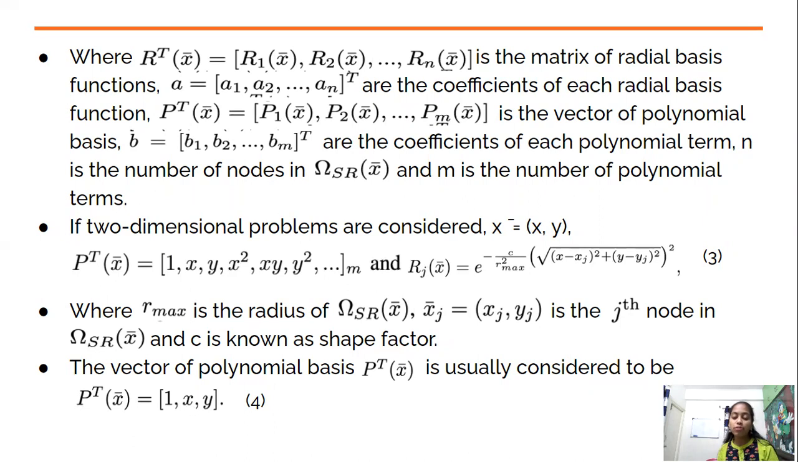If two-dimensional problems are considered, x bar equals x comma y, P transpose of x bar equals 1, x, y, xy, x squared, y squared, and so on till m, and R j of x bar equals e to the power of minus c over r max squared times the root of x minus x j whole squared plus y minus y j whole squared, whole squared, where r max is the radius of the support domain of x bar, x j equals x j comma y j is the jth node in the support domain of x bar, and c is known as the shape factor.